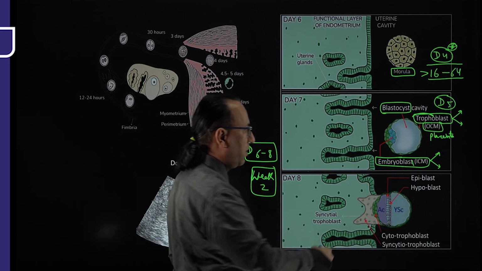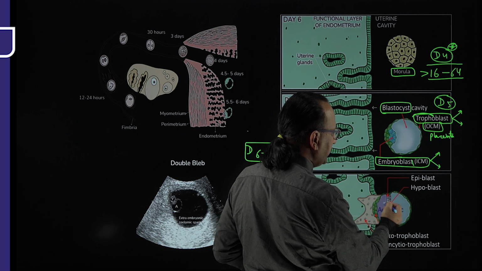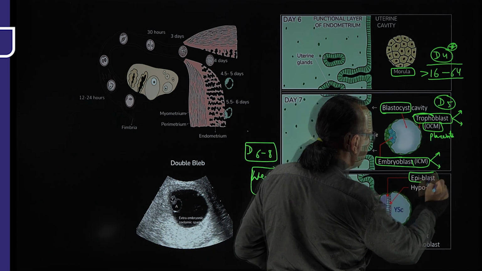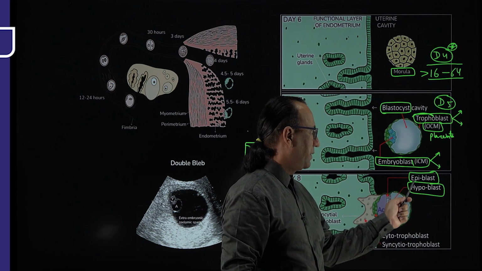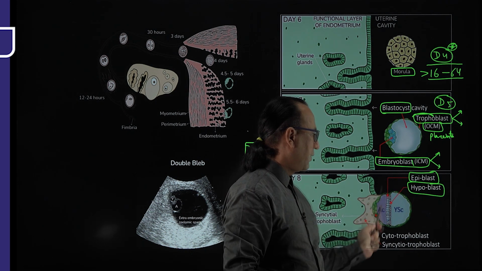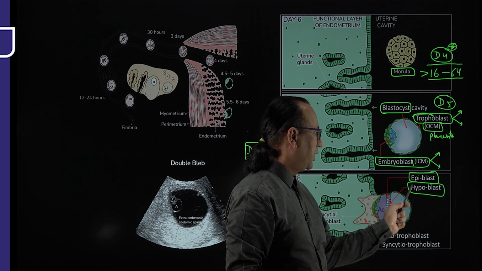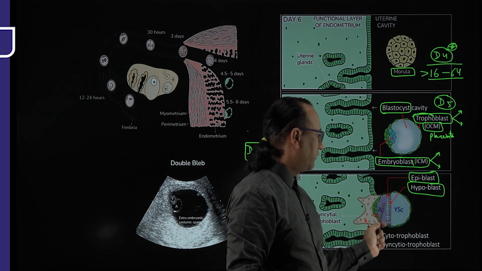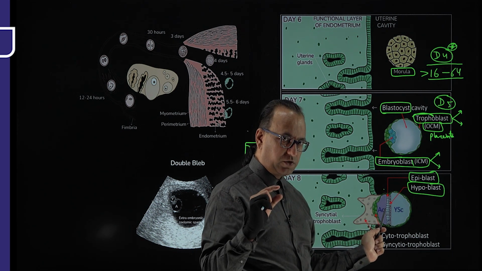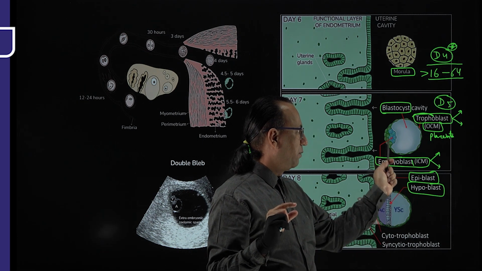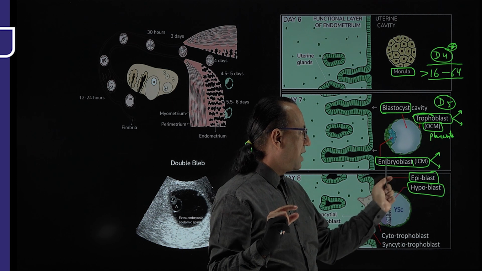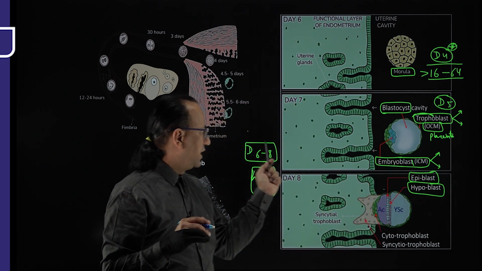There you can see now the embryoblast has changed itself into the epiblast and the hypoblast. As the name suggests, epiblast means the cell which is on the top and hypoblast the cell which is below that. And this epiblast, which is columnar, and hypoblast, which is cuboidal, both of them came from this embryoblast or the inner cell mass, happening at day number 6 to 8.